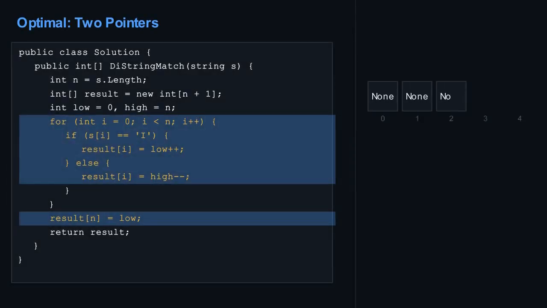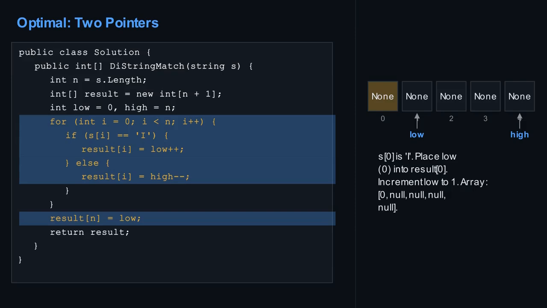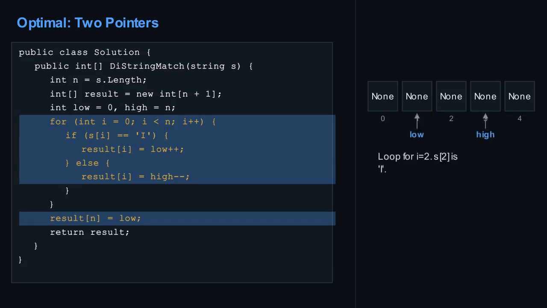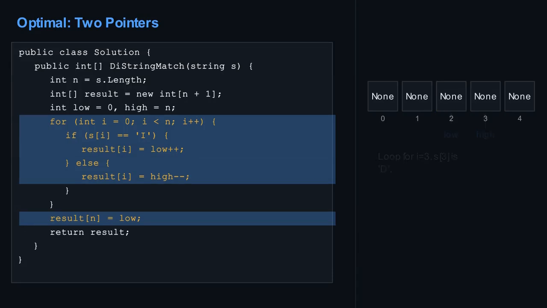Let's trace IDID with our two pointers. N is 4, so numbers are 0 to 4. Low starts at 0, high at 4. For the first character I, we put low 0 into our result and increment low to 1. Next D, we put high 4 into the result and decrement high to 3. Then another I, we put low 1 into the result and increment low to 2. Finally D, we put high 3 into the result and decrement high to 2.